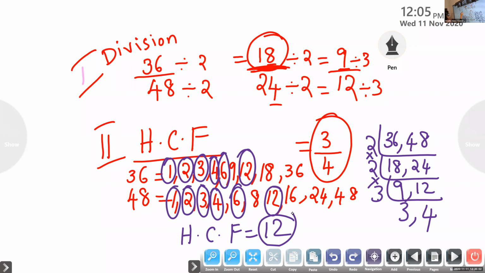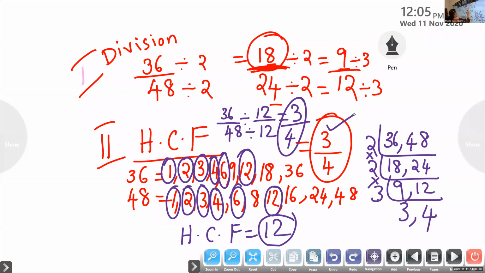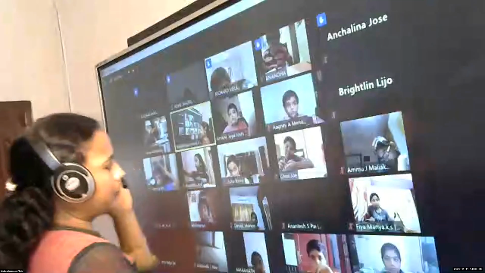So you can do directly here: 36 divided by the HCF, 48 divided by the HCF. What is the HCF here? 12. So can you tell me 36 divided by 12? 3. And what is 48 divided by 12? 4. So, children, 3 by 4. You can do division more times, or you can divide with the HCF. Then you will get the fraction in its lowest form.